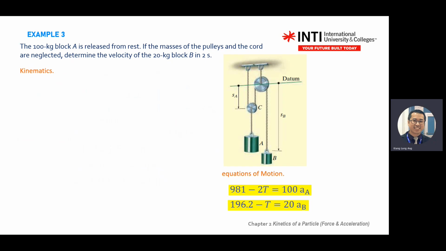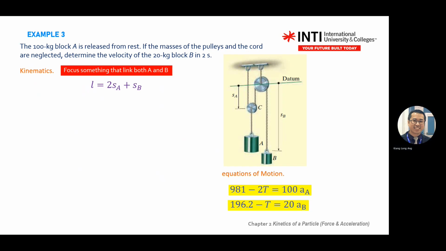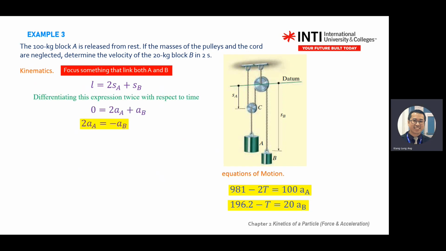How do you find A and B? We think back to the final section of chapter 1. Find the total length of the rope, differentiate, and you get the A and B relationship. So this is what you learned previously. Total length equals this one plus this one plus this one, so we have 2SA plus SB. You know that the total length doesn't change, so differentiating with respect to time gives 0. SA becomes A, SB becomes B. You rewrite, and you get 2A equal to minus B.